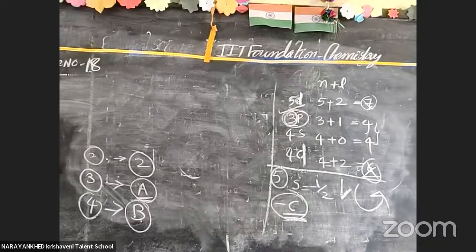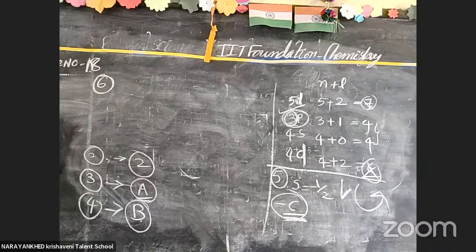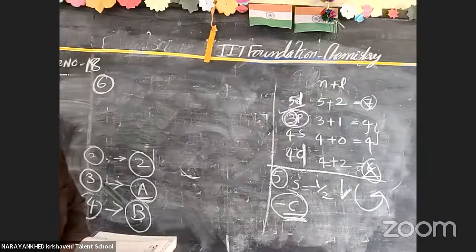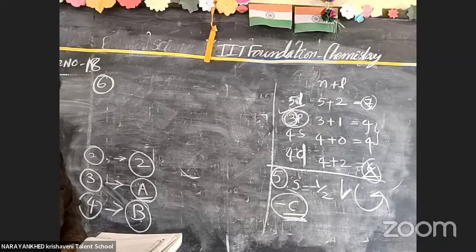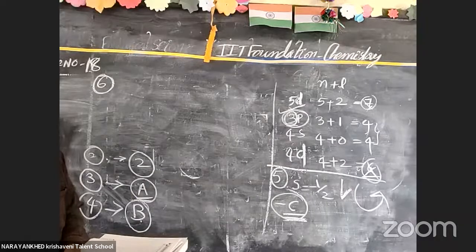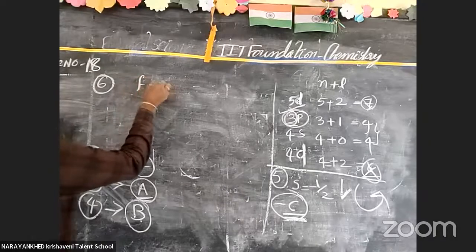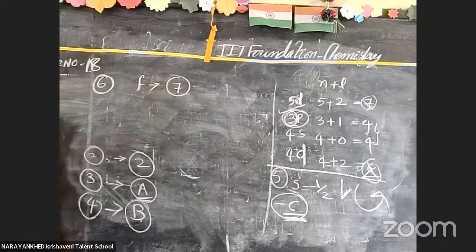Next, after this, sixth question. How many total electrons can the f orbital in a sub-level hold? Clear or not, all the students? How many total electrons can the f orbital in a sub-level hold? Now in an f sublevel, how many orbitals are there? 7 will be there.